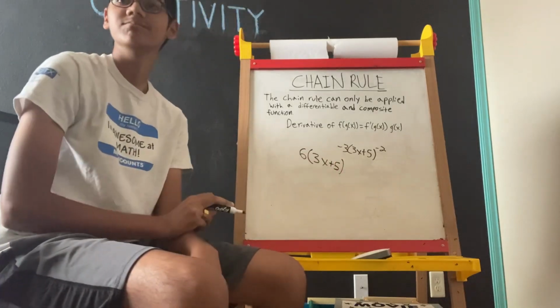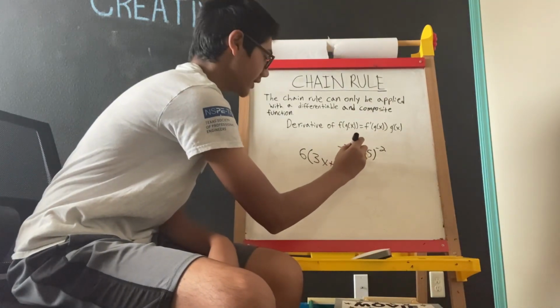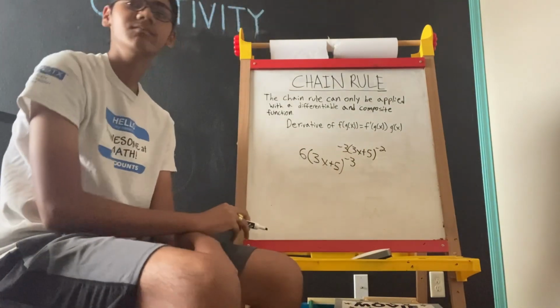Is that the only part? Now you must also subtract 1 from the original exponent. Good eye. What is negative 2 minus 1? Negative 3. Are you done? No, since it's dof times dif, you also have to find the derivative of the inside function and multiply that to what you have already got.